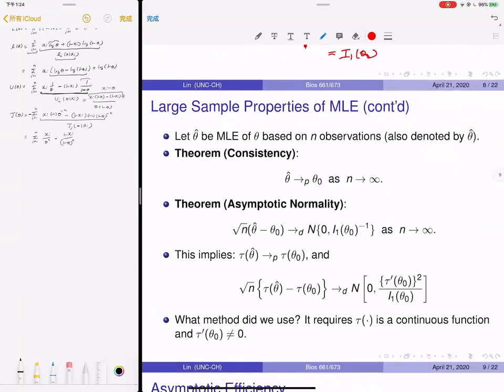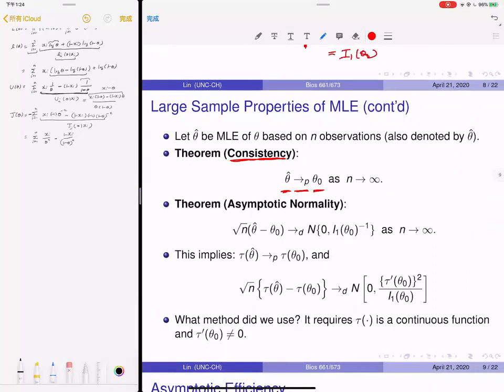Okay, good. So there are two important conclusions about MLEs. The first one is called consistency. Consistent means that my MLE theta hat is going to converge in probability to theta 0. It's called consistency. I said that before in class.